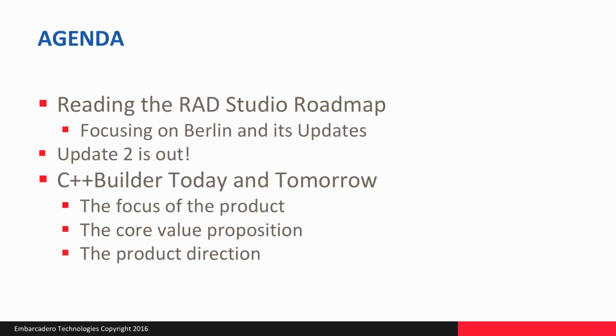So today we're going to talk about two main things, and the first is to have a quick look at the RAD Studio roadmap, mainly focusing on Berlin and its updates. And on the subject of updates, Update 2 is out today, and I'll also go through that and show you what's in it.